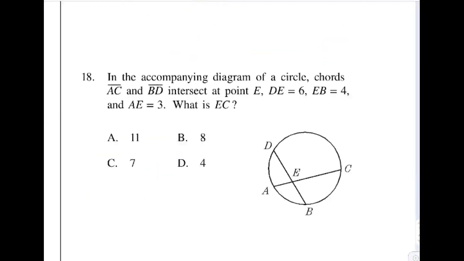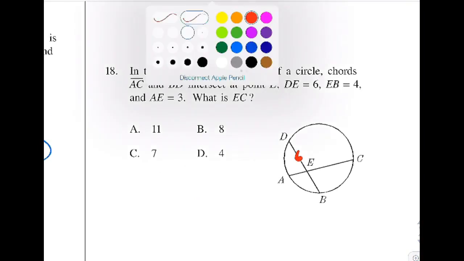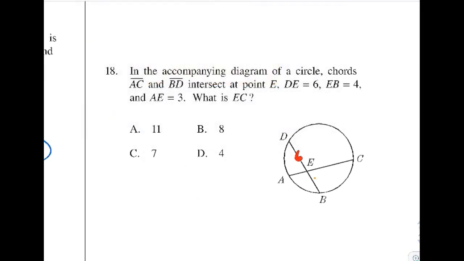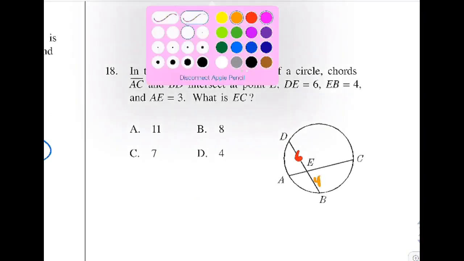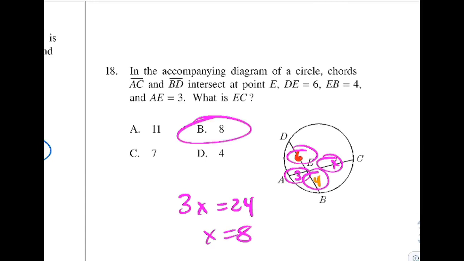Number 18. DE is 6. EB is 4. AE is 3. What's EC? Similar question to what we had before. 3x equals 24. This times this equals this times this. X equals 8.